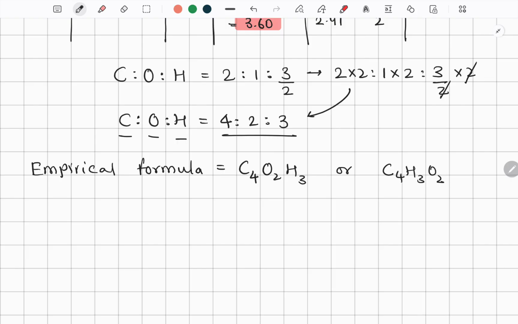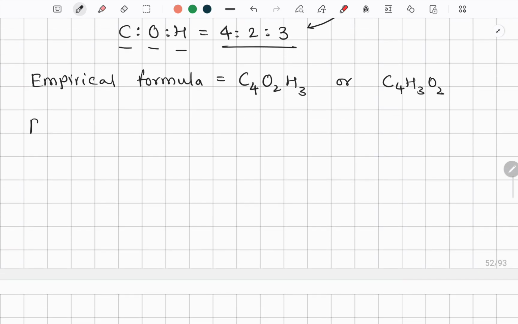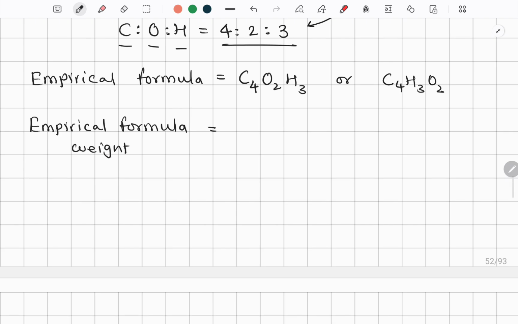Now we have to calculate one more thing, which is the empirical formula weight. This is the same as the molecular formula weight. What is molecular weight? Whatever the number of atoms present, we multiply that with their atomic weight, and we add all those numbers, and we get the molecular weight. Similarly over here we have to do the same.